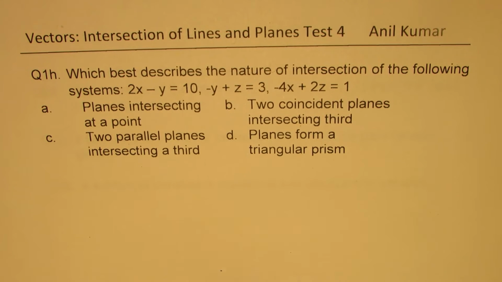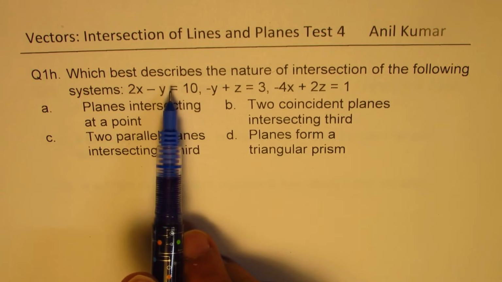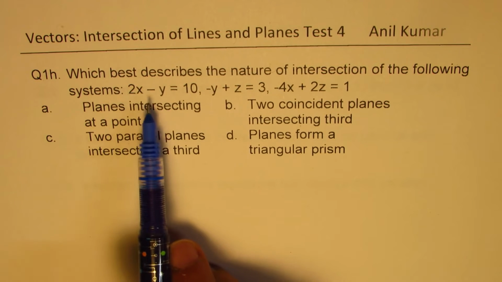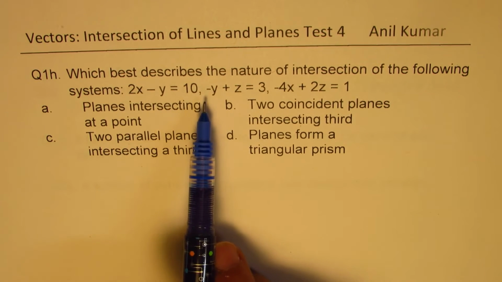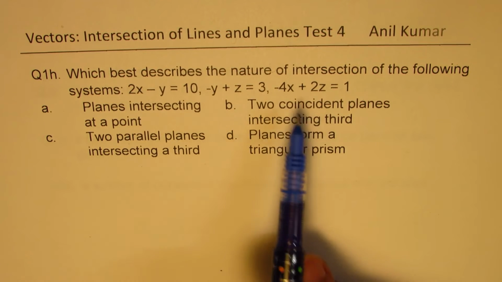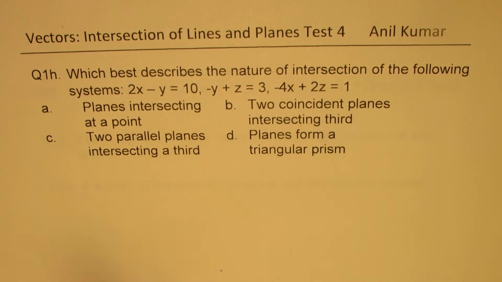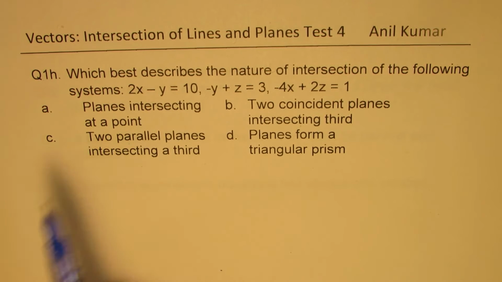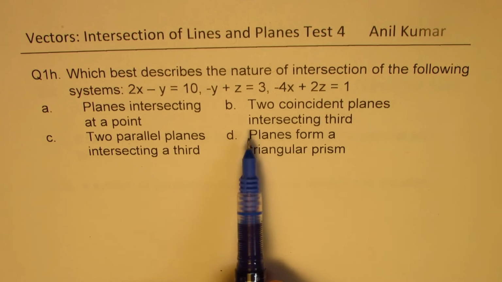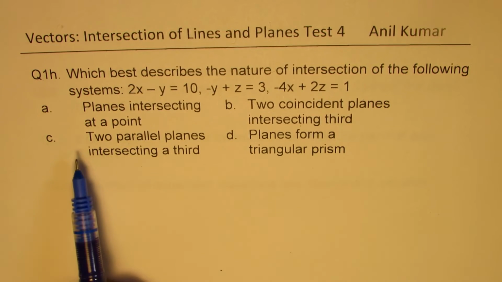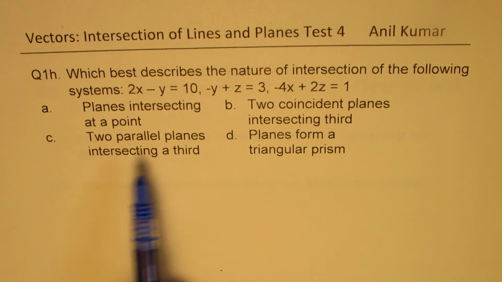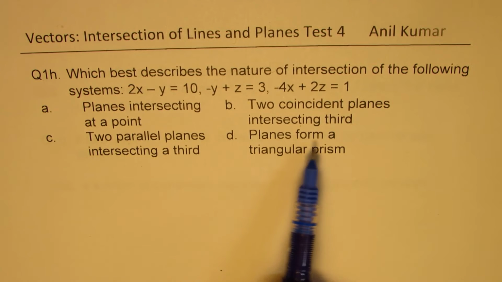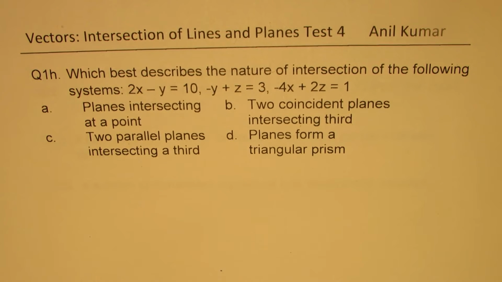The question here is, which best describes the nature of intersection of the following system? 2x minus y equals 10, minus y plus z equals 3, minus 4x plus 2z equals 1. Do we have planes intersecting at a point? Two coincident planes intersecting the third one. C is two parallel planes intersecting a third. And fourth is planes form a triangular prism.